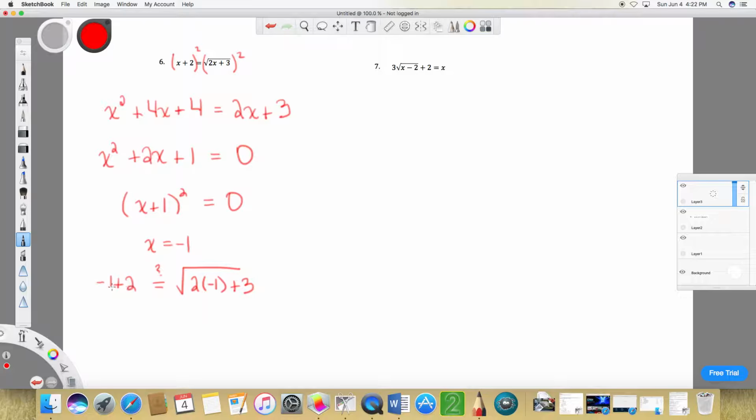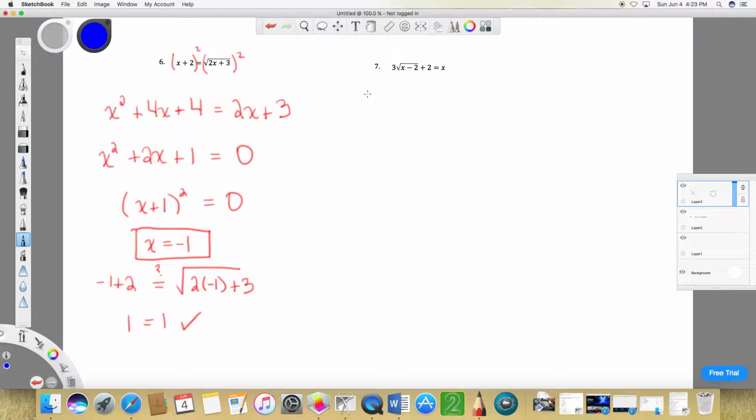So on the left-hand side, negative 1 plus 2 is 1. And on the right-hand side, negative 2 plus 3 is also 1. And the principal square root of 1 is 1. So this does check, and x equals negative 1 is in our solution set. All right, so let's take a look at number 7.